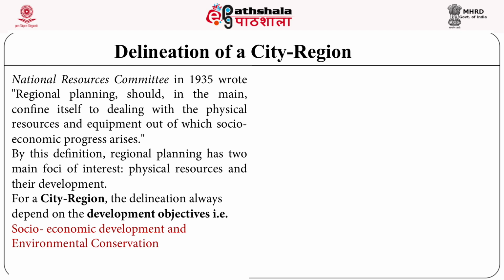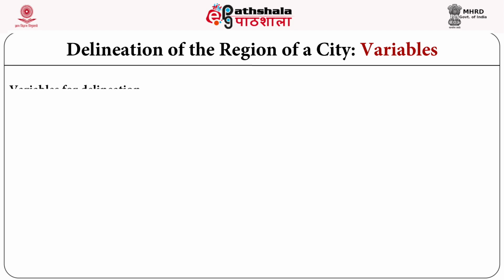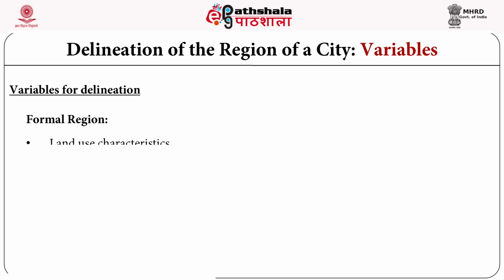So therefore, regional planning had two main foci of interest, that is physical resources and their development. And if we see for this region, as I was mentioning before, the development objectives of any region are mainly socio-economic development, and at the same time we should have environmental conservation. Now what are the variables for delineation, as I was referring to earlier? How do we delineate a region?